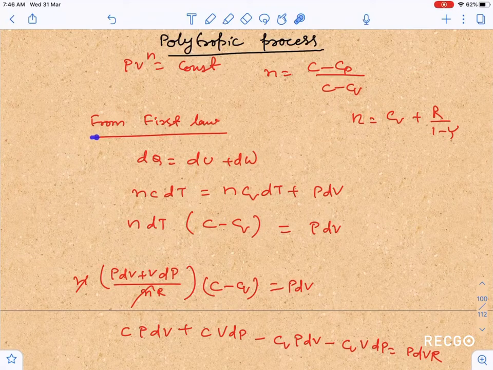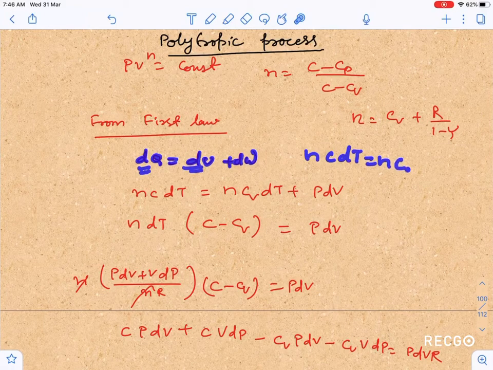As we know, the first law of thermodynamics, as I have already discussed in my second lecture of this heat and thermodynamics, says that dq is equal to du plus dw. So dq can be written as nC delta T, and du, internal energy, is a function of temperature, a state function, depends only on the initial and final point, plus pdv.